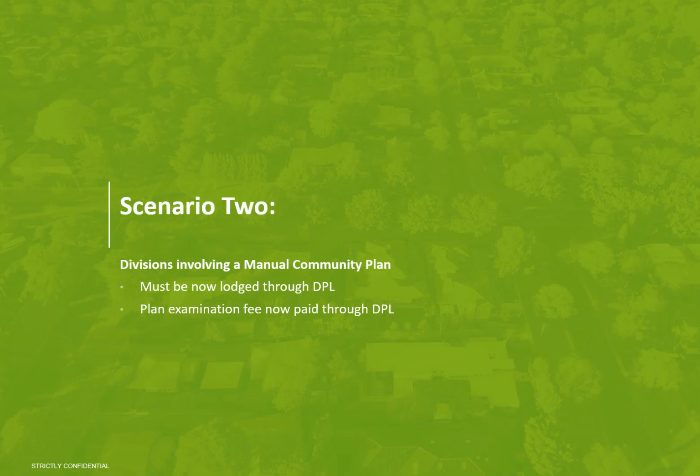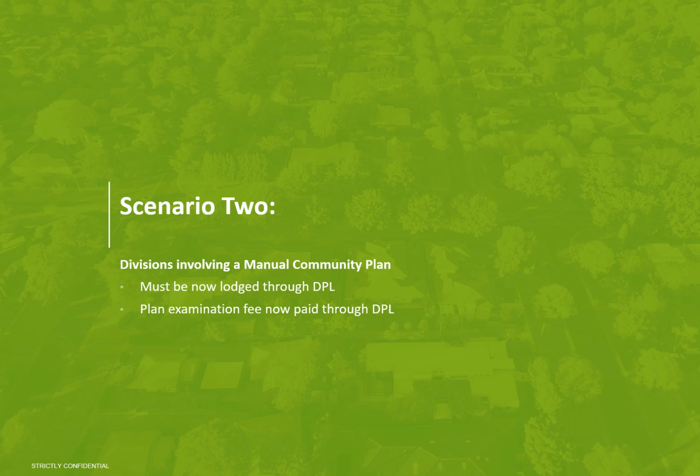Scenario 2. Our next scenario is a division over what was a manual community plan. As all amendments are now lodged through DPL, the need for manual plan lodgements has ceased, which is great news for everyone and it makes life a lot easier. Previously, this was a very clunky procedure, with plans being lodged manually on film or heavy paper over the front counter, with payment made by cheque.